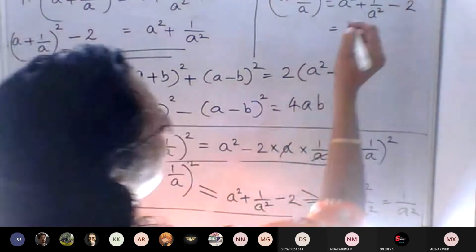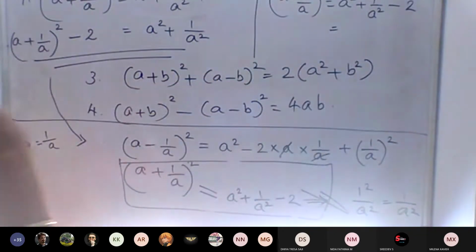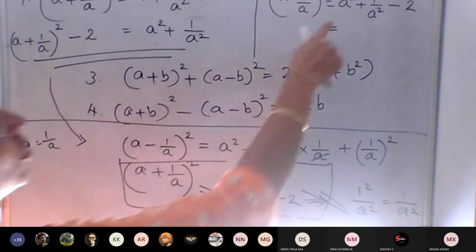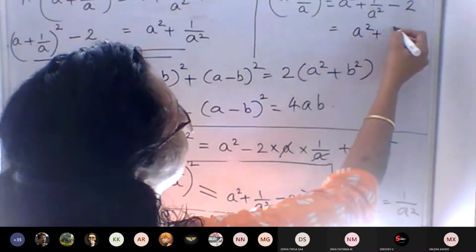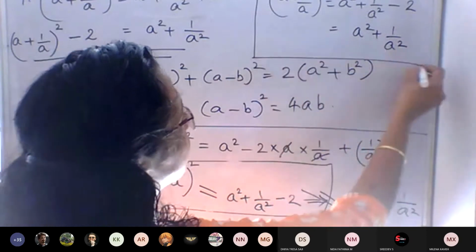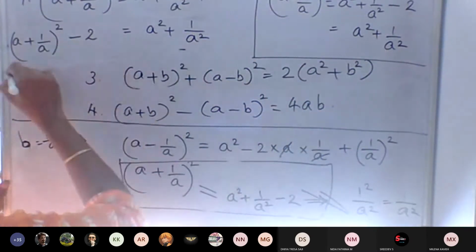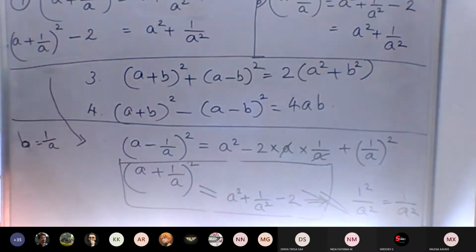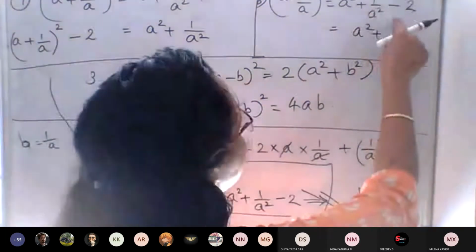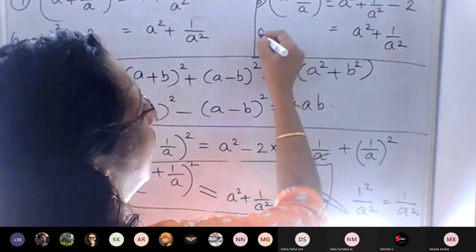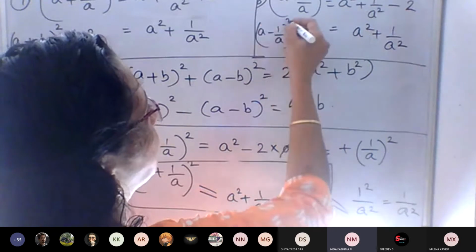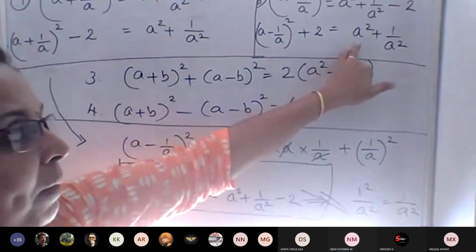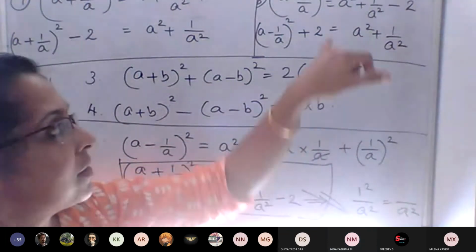Similarly, what about A square plus 1 by A square? For the same A square plus 1 by A square we have two formulas. Here also A square plus 1 by A square. Depending upon the question, we will change. That's why this is not so much important. Understood? This formula, 7th and 8th, is not so much important. Depending upon the question, we will write. So how can we write A square plus 1 by A square from here? A minus 1 by A whole square plus 2. Plus 2. So two formulas we have for A square plus 1 by A square. If the question is what?